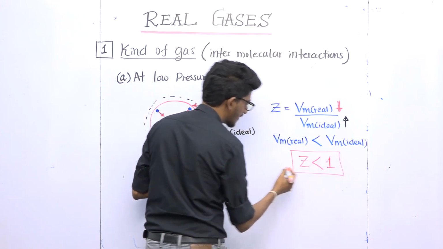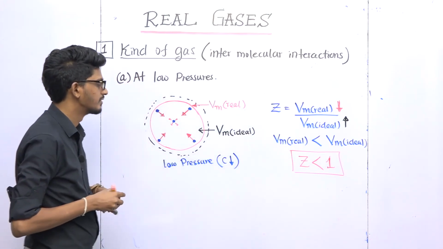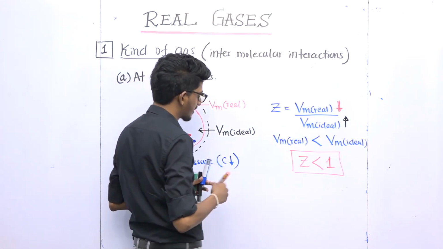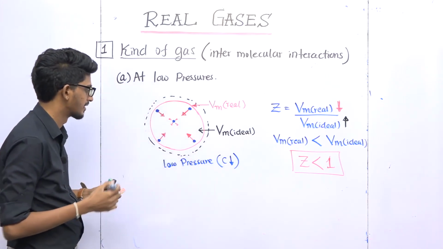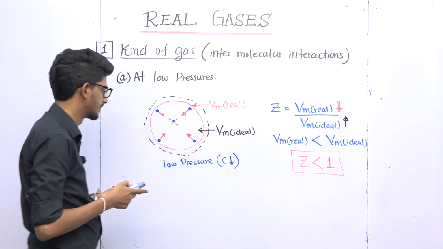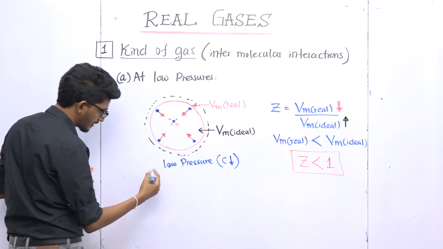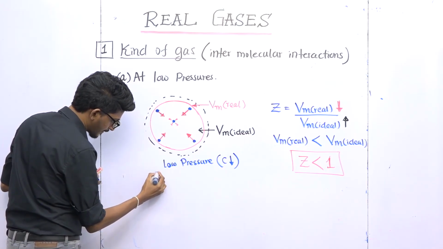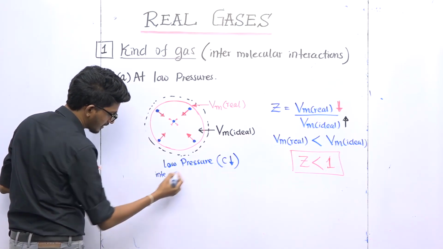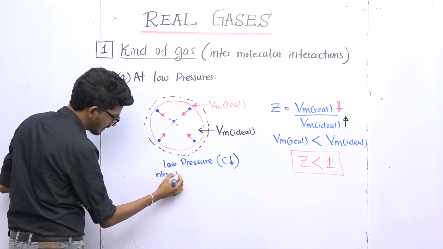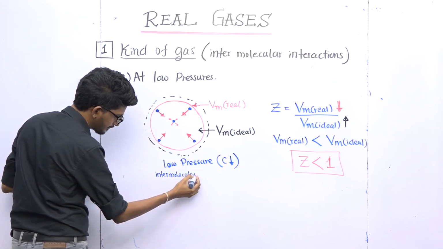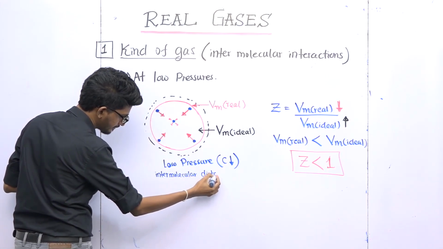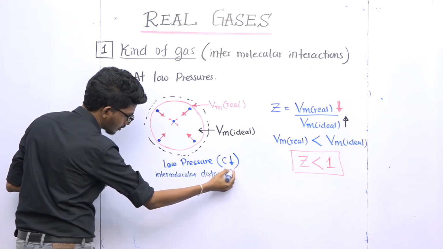So if you are considering low pressures, your Z value is less than 1 and the attraction forces predominate. Low pressures, that means concentration is low, that means intermolecular distance is high. So attractions predominate.